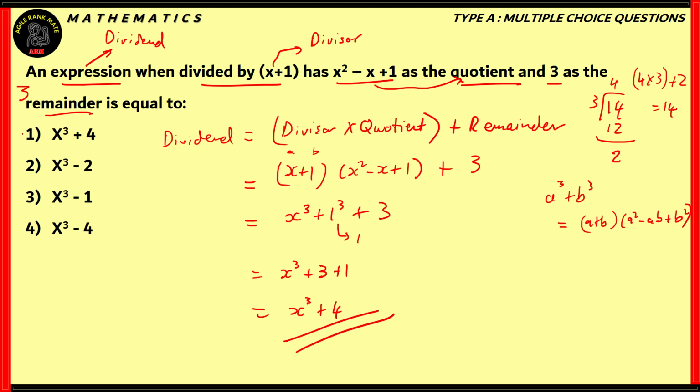Now if you look at our options, you can see that option 1, x cubed plus 4, is the right option. The other options are not correct. Option 4, instead of using plus, has minus to it, which makes the entire expression incorrect. So the dividend for our particular case, where the divisor is x plus 1, the quotient is x squared minus x plus 1, and the remainder is 3, is option 1, x cubed plus 4.